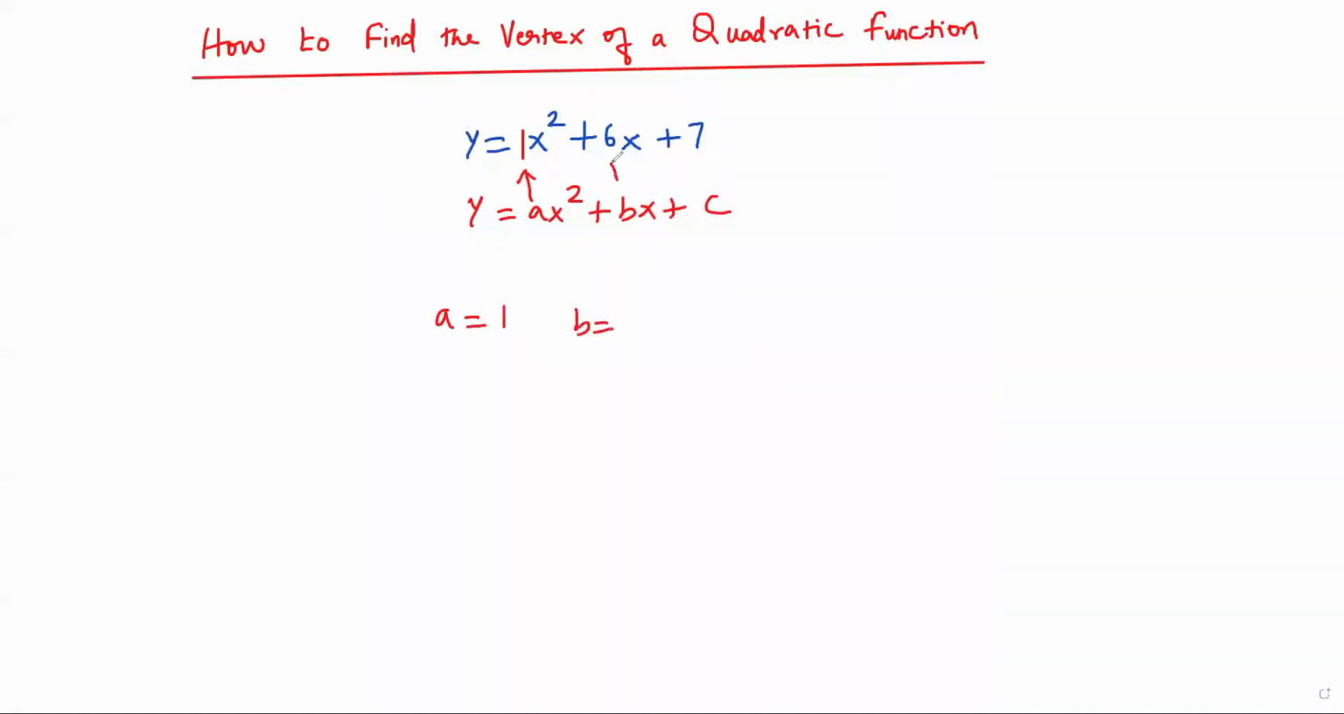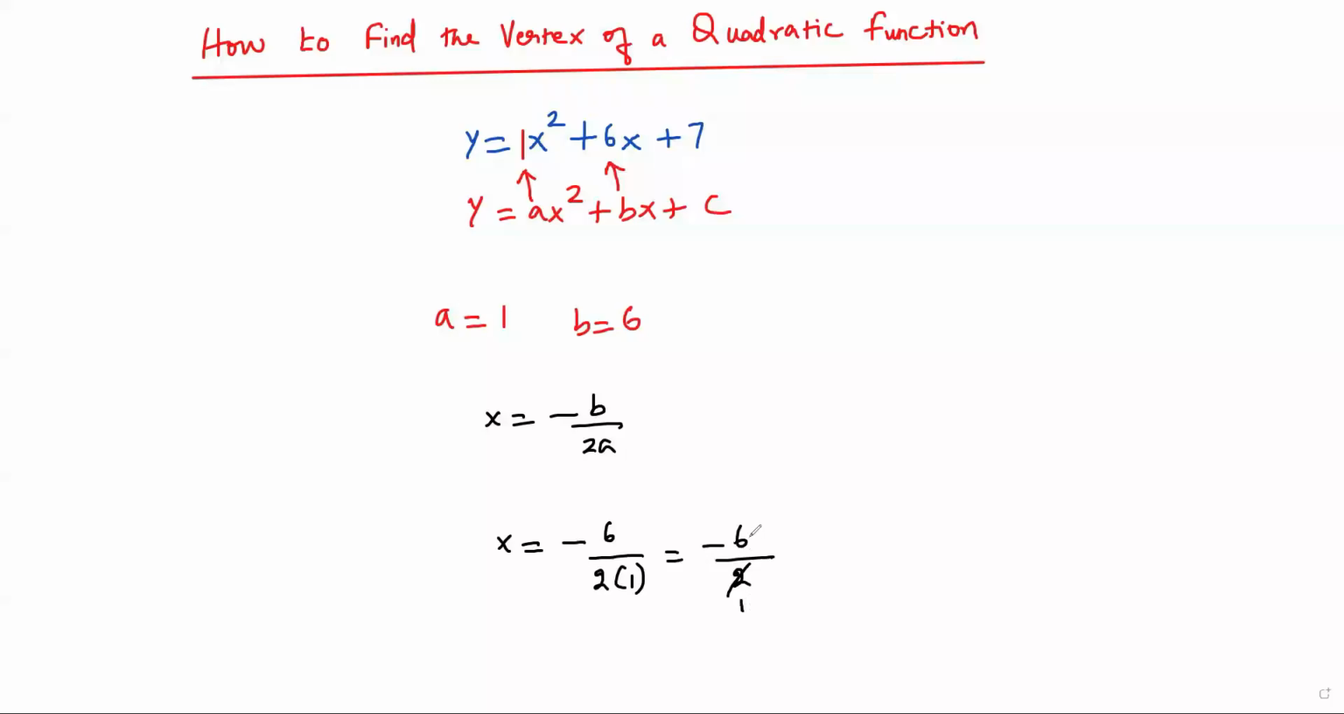And the value of b is 6. And we don't have to get the value of c because in the formula to get the x coordinate of the vertex, we don't have c. So the formula is x is equal to negative b over 2a. So we need the value of b and the value of a. Okay, now let's take the formula to find the x coordinate of the vertex. That is, x is equal to negative b over 2a. So x is equal to negative, the value of b is 6, and 2 times the value of a is 1. So negative 6 over 2 times 1 is 2.